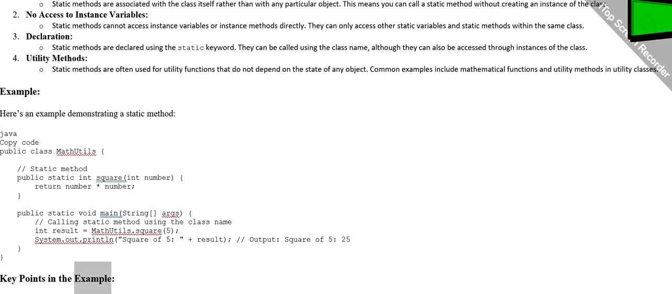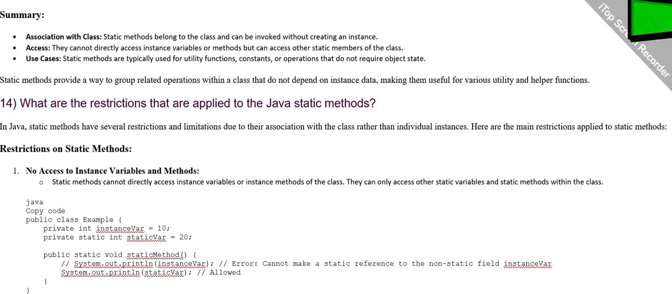Key points in the example. Static method declaration: public static int square(int number) is a static method that calculates the square of a given number. Calling static method: the static method square is called using the class name, MathUtils.square(5). This is a common practice for calling static methods. No need for object: the static method is called without creating an instance of the MathUtils class, demonstrating that static methods belong to the class itself.